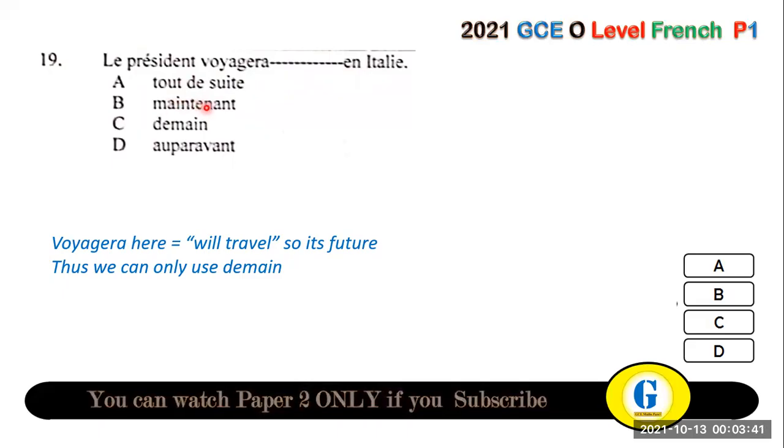And then we'll travel now. This one will also go. We'll travel tomorrow. Tomorrow is the best one. And auparavant, this one is traveled before, not will. Cannot use about this. This one can also go. So it's best to use the man. He will travel tomorrow to Italy because this matches the future.